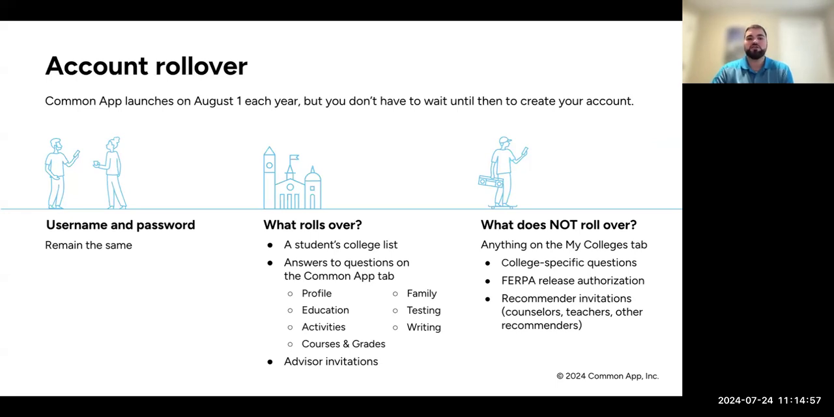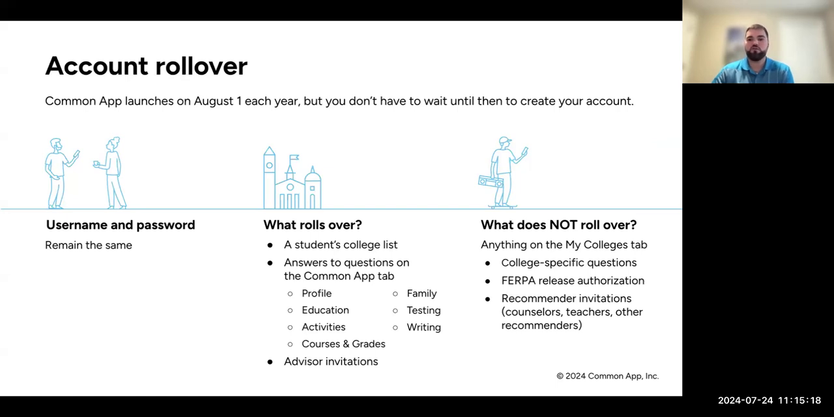Any questions that you answer on the Common App tab, so relating to your profile, education, activities, course and grades, family, testing, and writing, all of that information will roll over. You will not have to resubmit that year after year. And then if you've already invited any advisors to your application, those will remain the same too.